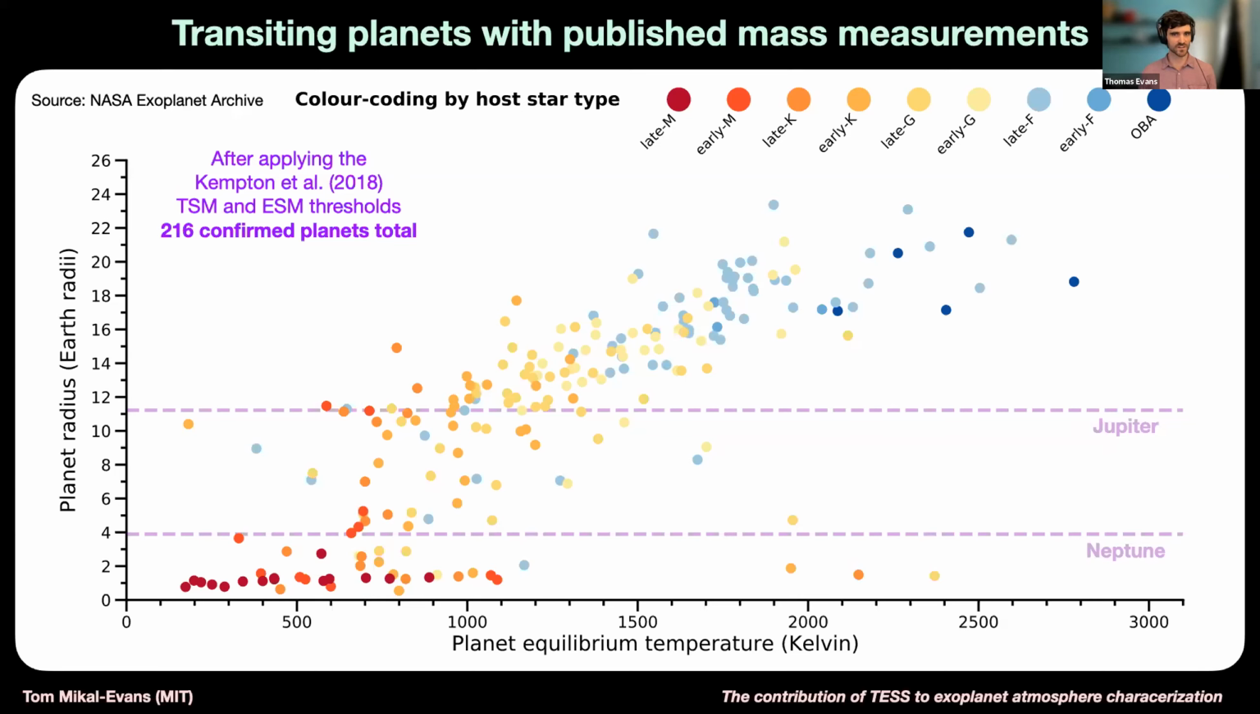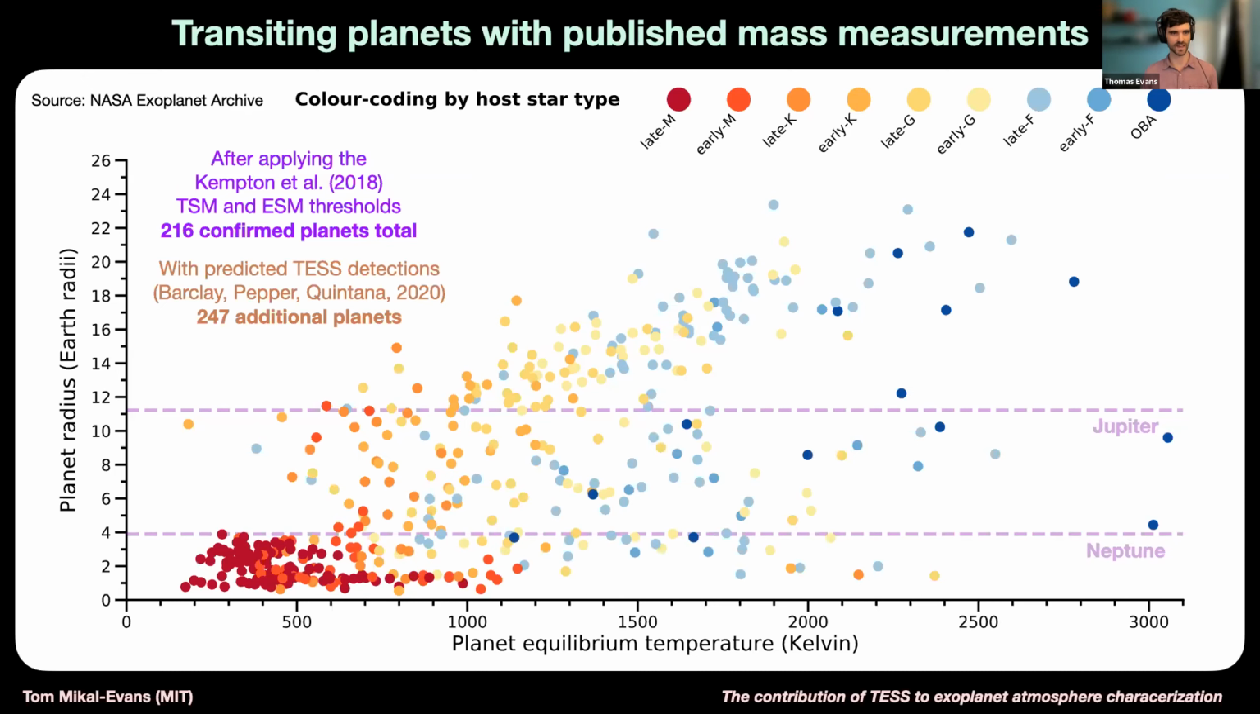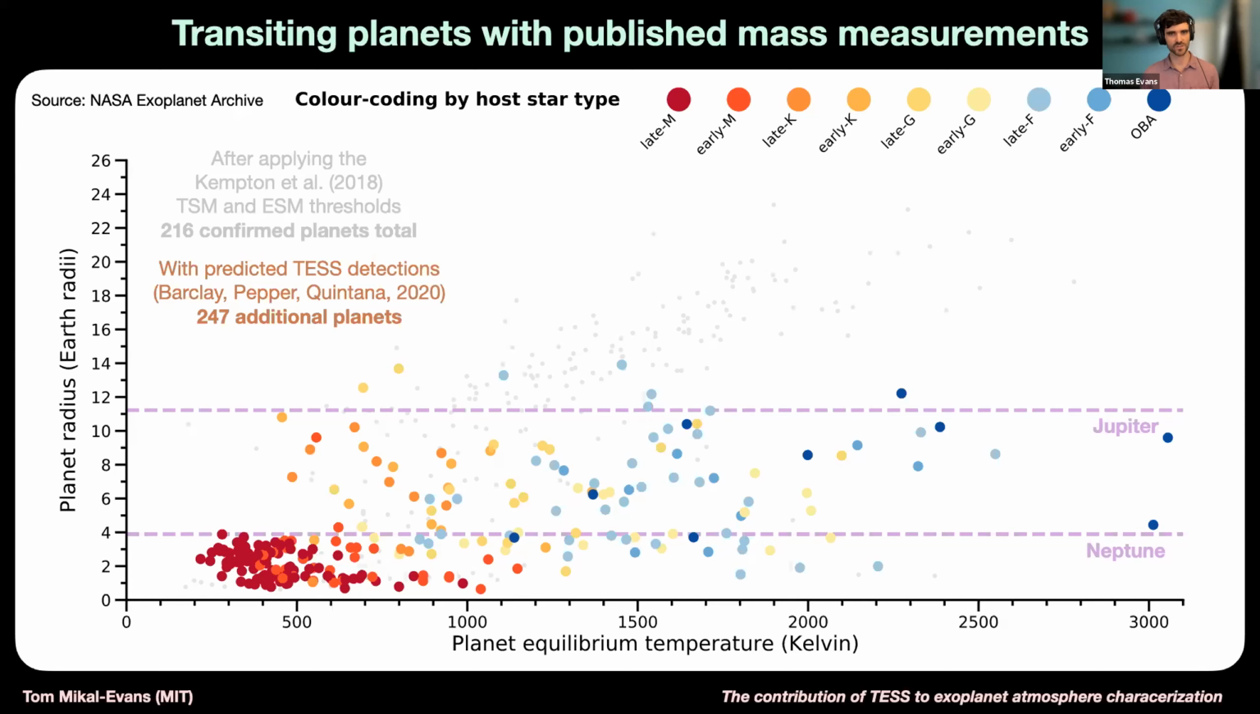For now, though, we can convolve known planet population statistics from Kepler with the observing strategy of TESS to predict what TESS is likely to produce by the end of its extended mission. And here's what we get. All up, we expect an additional 250 or so planets suitable for transmission and emission spectroscopy, so roughly doubling the current sample. And if I fade out the non-TESS planets, you can see that the biggest contribution of TESS is for sub-Neptunes and super-Earths cooler than about 1000 Kelvin, particularly orbiting M dwarfs.